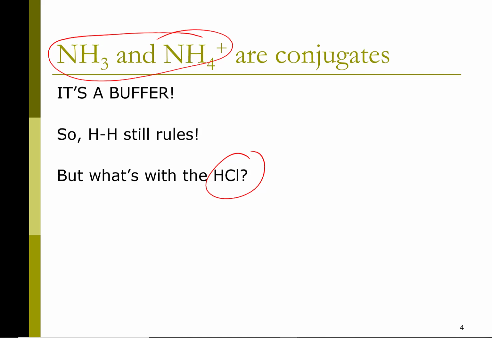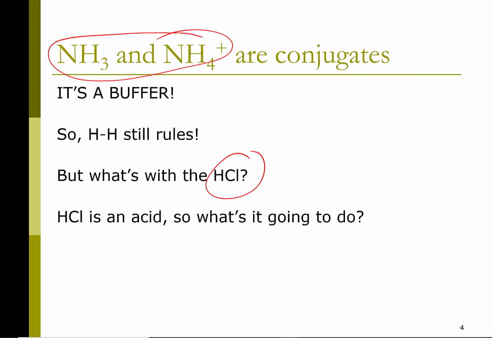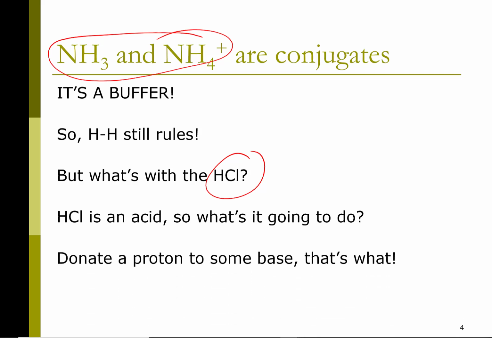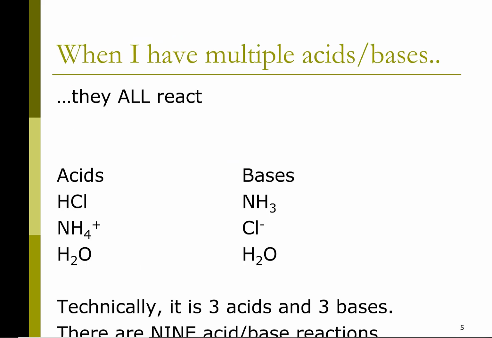Well, again, I go back to what I said a minute ago. What I really have here is multiple acids and bases. HCl is just another acid in the mixture, and it's going to do the one and only thing that acids ever do, which is donate a proton to some base. And so whenever I have more than one acid or more than one base, I separate them. All of the acids in one column, all of the bases in the other column, and each one of the acids should react with each one of the bases because they don't know. They don't choose, they bump into whatever they bump into.